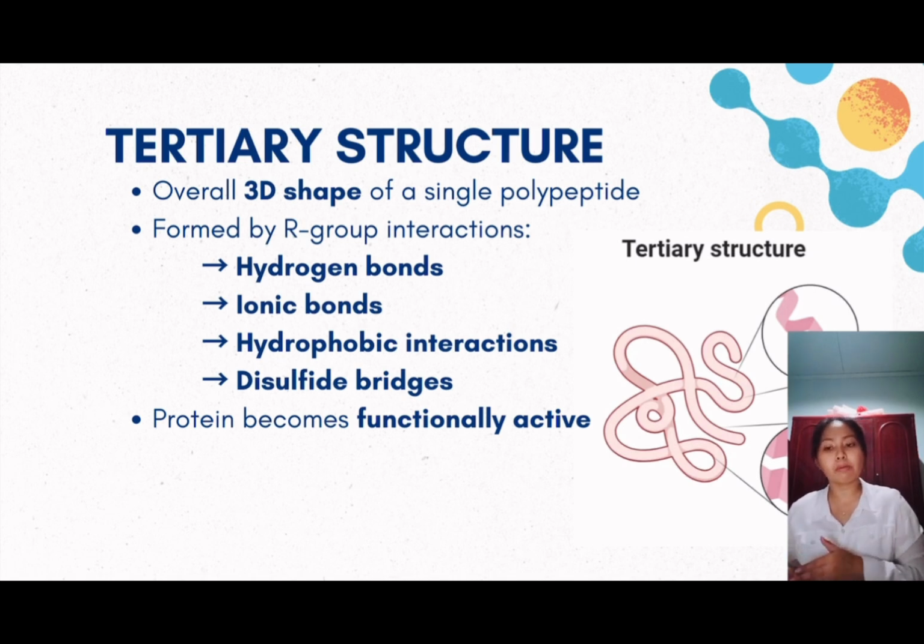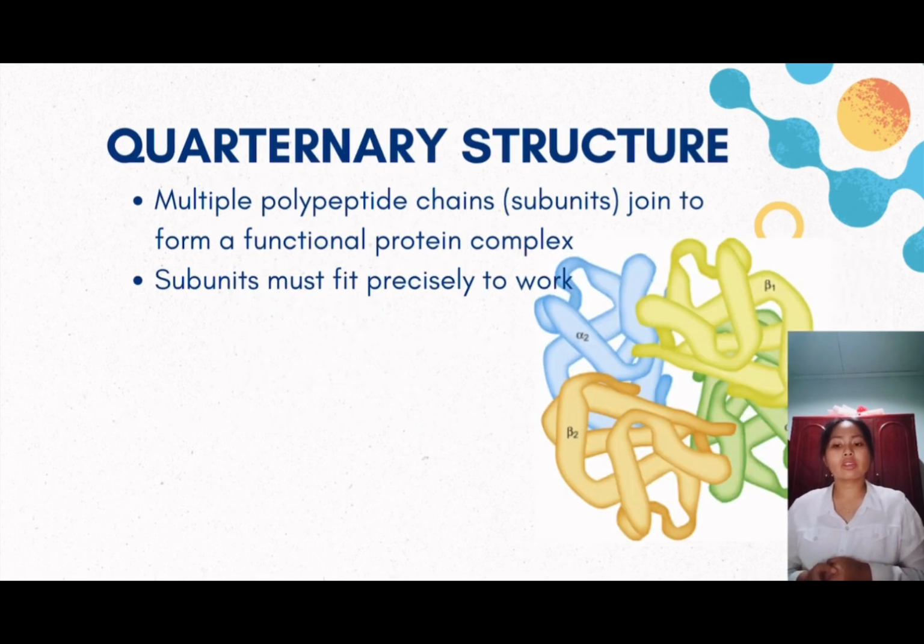Like for example, an enzyme folds to create its active site. Then next is the quaternary structure, which refers to how two or more separate polypeptide chains, which are called the subunits, come together and arrange themselves into a single functional protein complex.